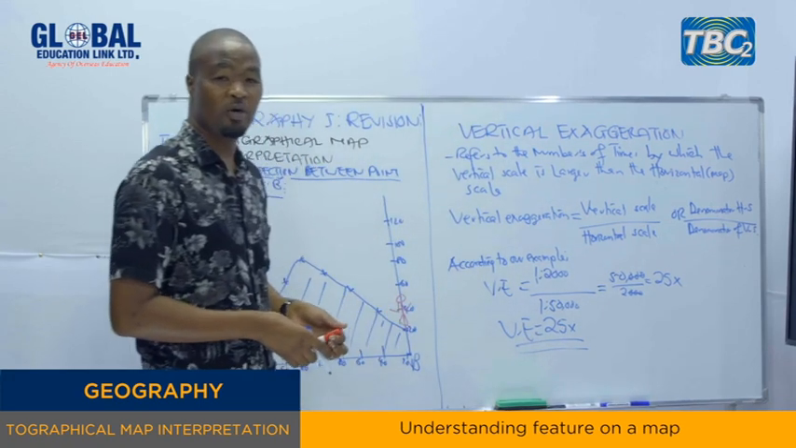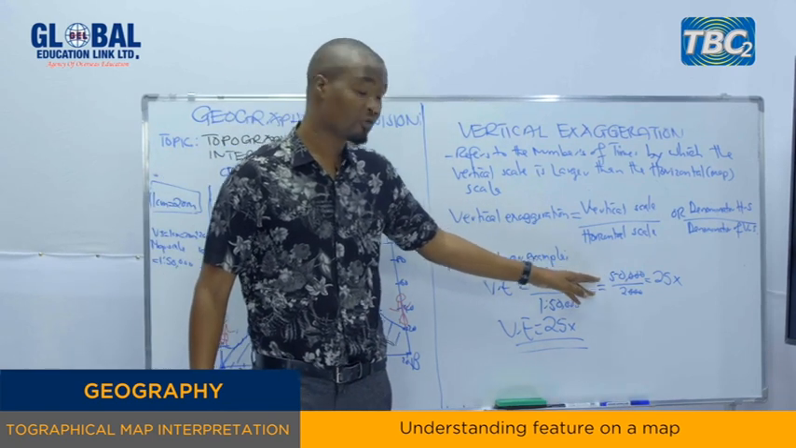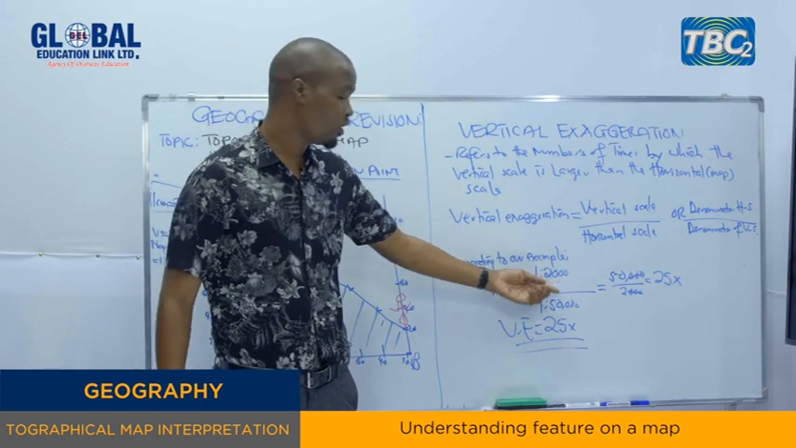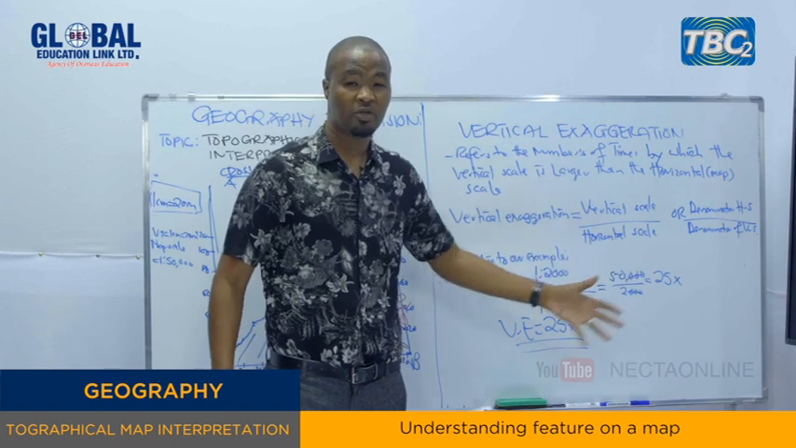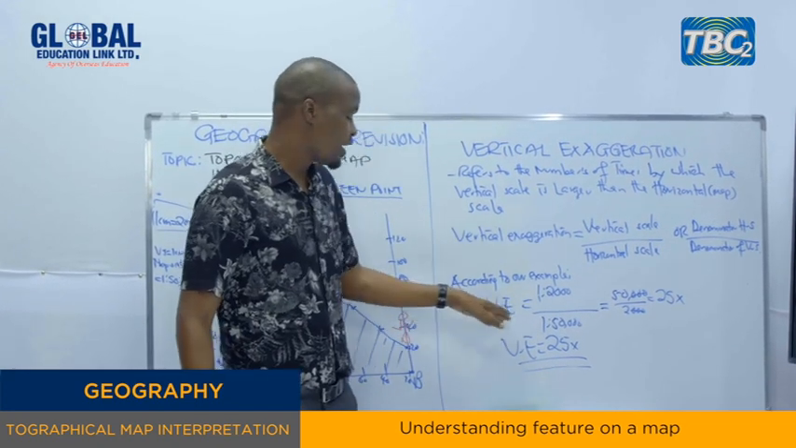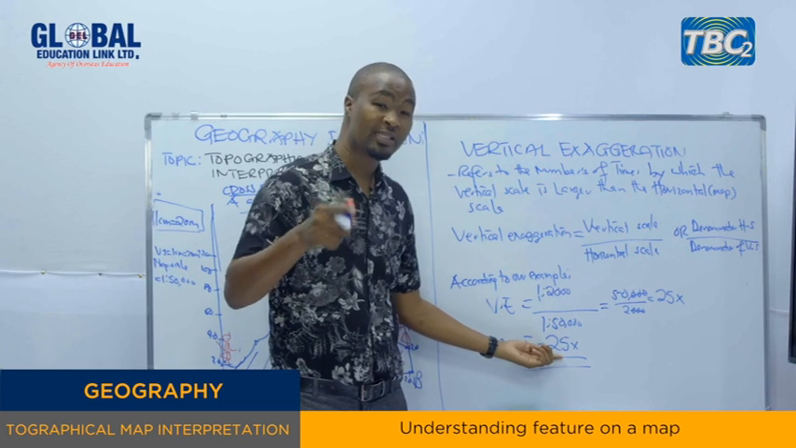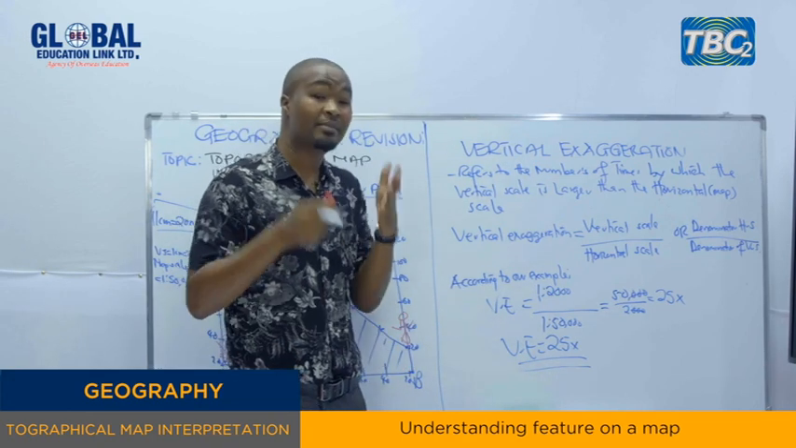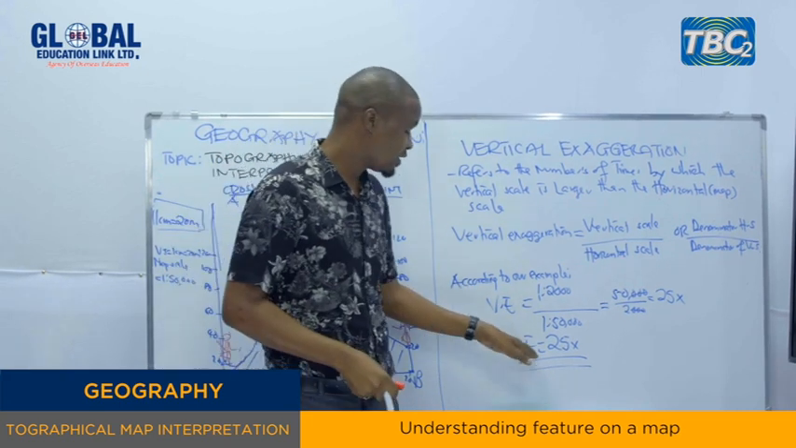Then we conclude that this one divided by this one is equal to taking the denominator of the horizontal scale, divided by the denominator of the vertical scale. So if you take 50,000 divided by 2,000, you will get 25. Because vertical exaggeration refers to the number of times by which the vertical scale is larger than the horizontal scale, we write vertical exaggeration is equal to 25 times. It means the vertical scale is larger than the horizontal scale 25 times. Or in opposite, we can say the horizontal scale is smaller than the vertical scale 25 times. That's why vertical exaggeration is equal to 25 times.